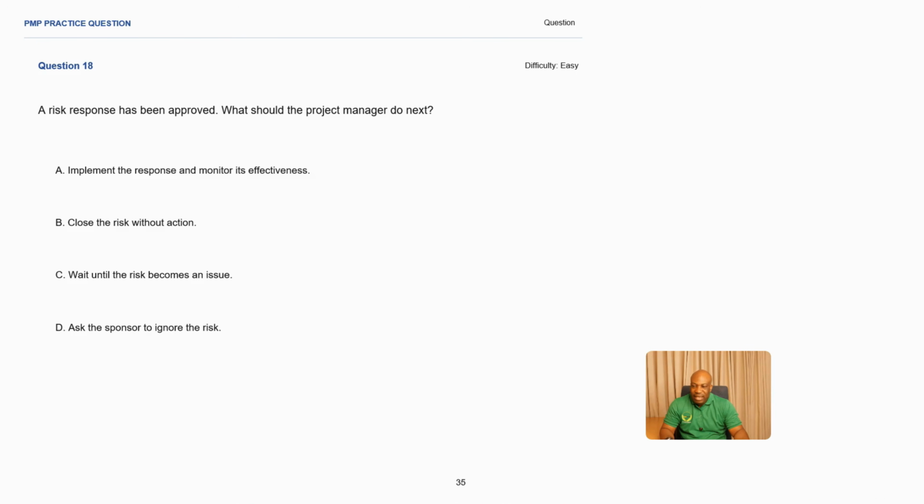Practice question number 18. A risk response has been approved. What should the project manager do next? So this is very important, and the difficulty here is easy. So what is our problem statement? There's a risk response that has been approved. Let us go through the answers. Number A, implement the response and monitor its effectiveness. It's asking what the project manager should do next when a response has been approved, so we leave this one out for now.